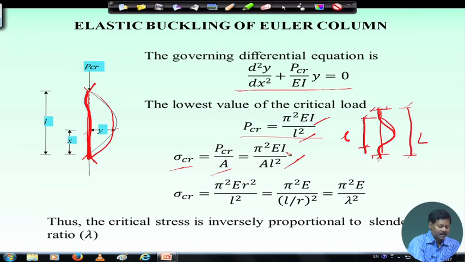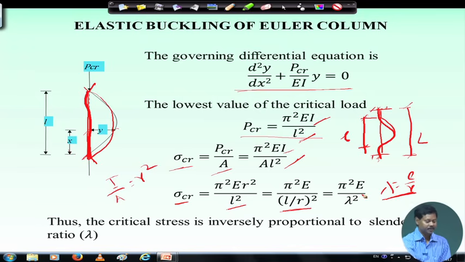Further, we can write I by A as r square. So, the sigma_CR value will be pi square E r square by L square, and if we derive it again, it will be pi square E by (L by r) whole square, which is pi square E by lambda square. Lambda is equal to L by r. Lambda is nothing but the slenderness ratio. r is the radius of gyration, and it means the minimum radius of gyration. In two directions the radius of gyration will occur, and about the minimum radius of gyration it will fail first. That is why the minimum radius of gyration is considered.